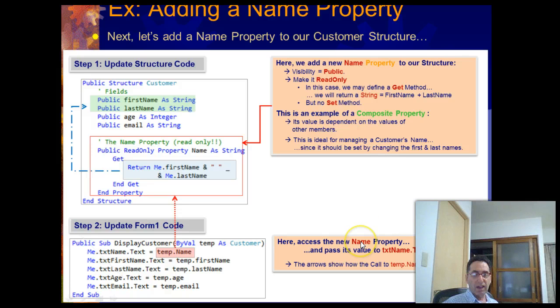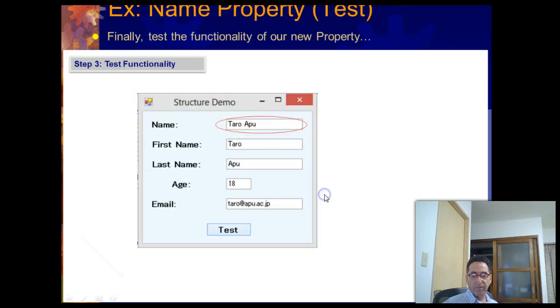Okay? Here we access the name property and pass its value to textName.text. The arrow shows how the call to temp name is resolved. So when they say temp name, it gets these. And so now, if you test it, this will be, I guess it wasn't a hyphen. This will look like this. But the thing is that this cannot be accessed directly because we made it into a property and read only.